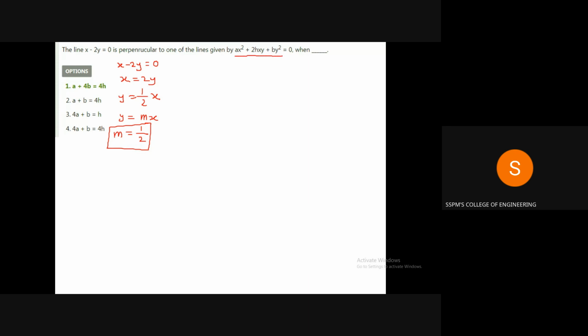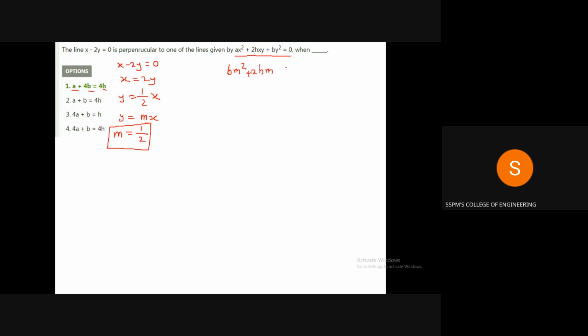Now this is the equation, but for the auxiliary equation, only a, b and h are present, so you have to use the auxiliary equation. So what is the auxiliary equation? The auxiliary equation is given by bm square plus 2hm. Remember this is called the auxiliary equation of the line.